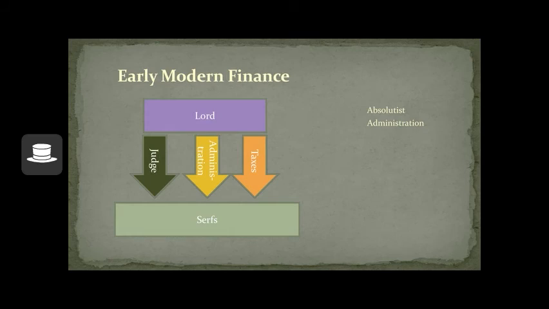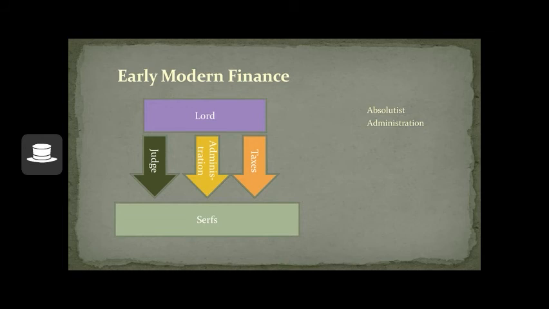As we said, states also need a form of administration. People to go out and administer things, a bureaucracy. And I just realized this slide has the wrong subheading. It shouldn't say early modern finance. It should say early modern bureaucracy. Pardon the error.